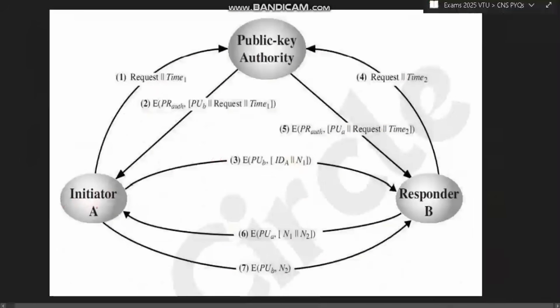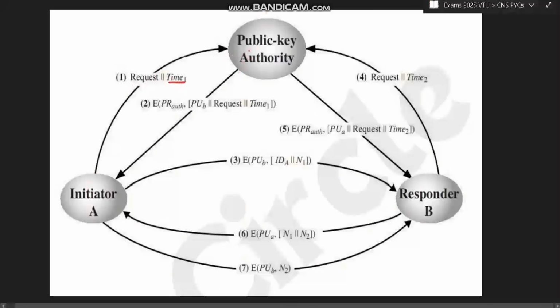So what's actually happening here is, A and B are here. A and B want to talk to each other, but they don't have each other's public key, and the public keys are present in the public key authority. Now what A does is, A will request the public key of B. I'll repeat, A will request the public key of B at time 1. So that's the first step.